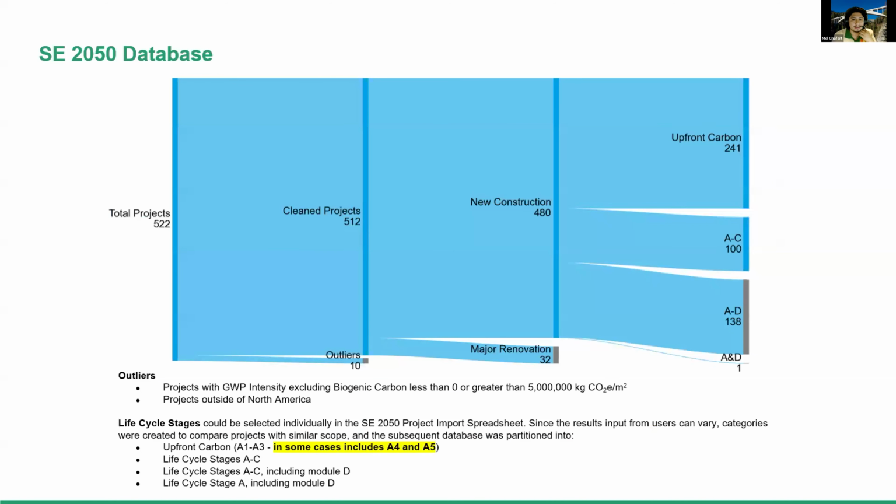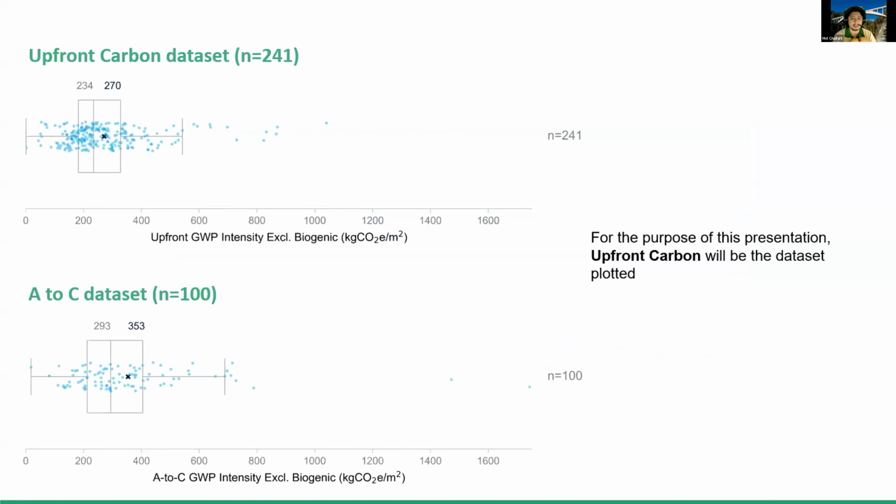When we received 500 projects, what we really mean is that we had to whittle this down. And so we cleaned these projects by making sure all projects were in North America. We removed renovation projects at the moment. And then we had to partition this data, since combining projects that have end of life with those without end of life is not exactly a fair assessment.